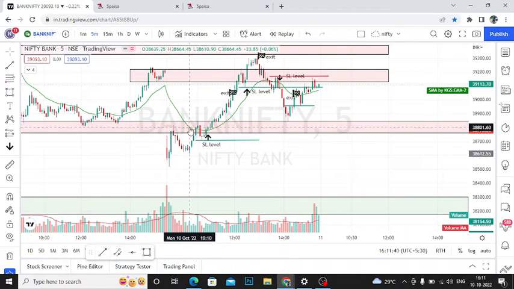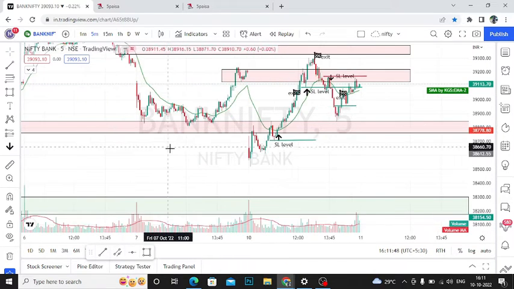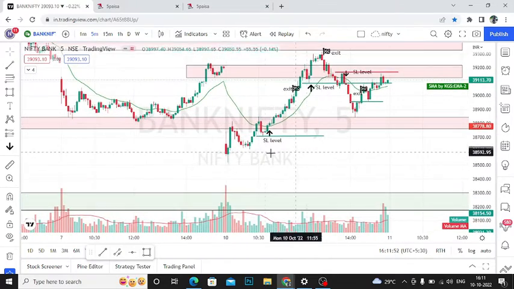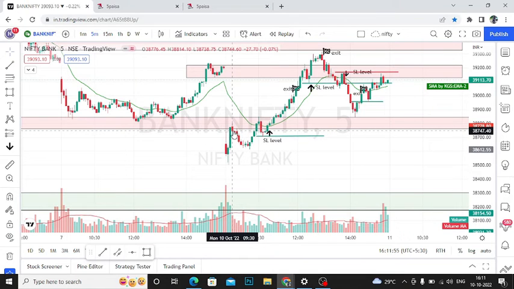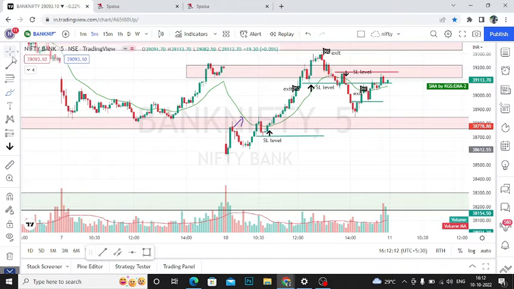Usually I take short trades when it is below my 20 EMA. But I did not take any position because, as usual, I take my position only when my candlesticks are near my 20 EMA. There is a huge gap from this 20 EMA, so I did not take any position here. I was waiting for my candlesticks to come close near my 20 EMA.